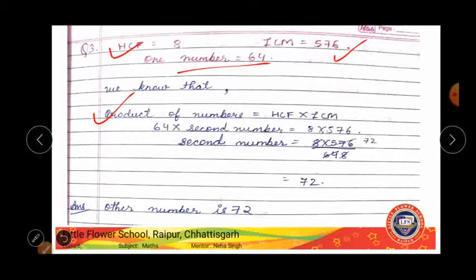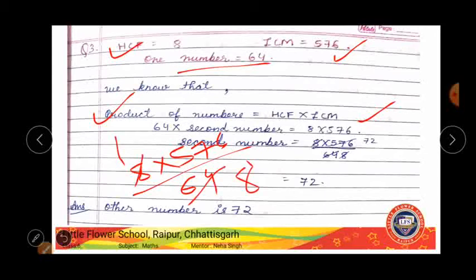64 into the second number equals 8 into 56, right? So the second number is 8 into 56 and this will be divided here, right? The second number is 8 into 576 upon 64, right? So we can divide it. 8 ones are 8, 8 eights are 64. This is 576.